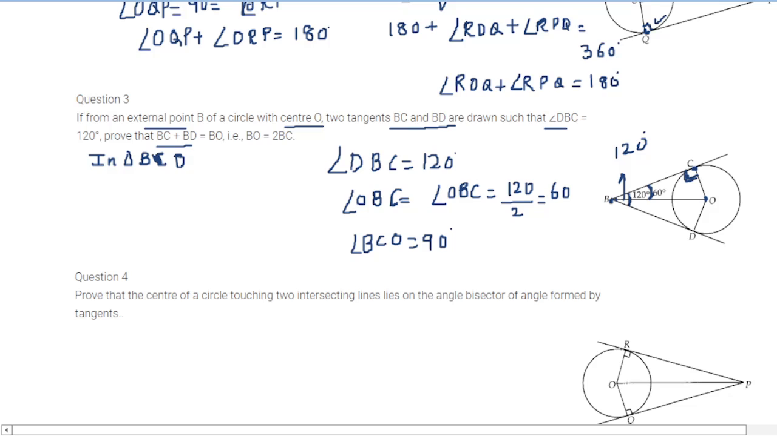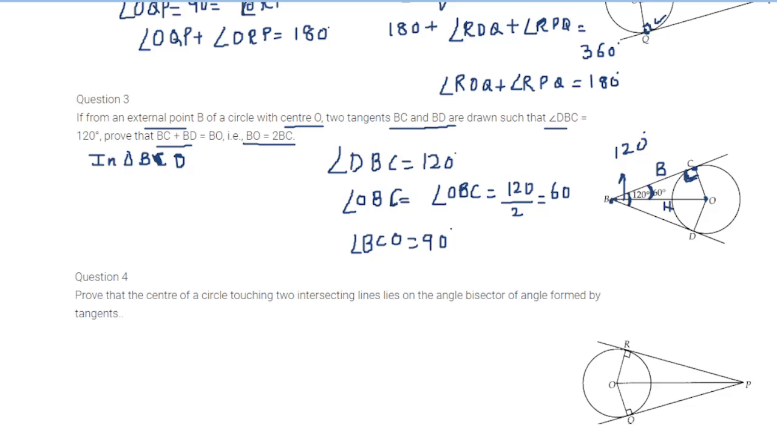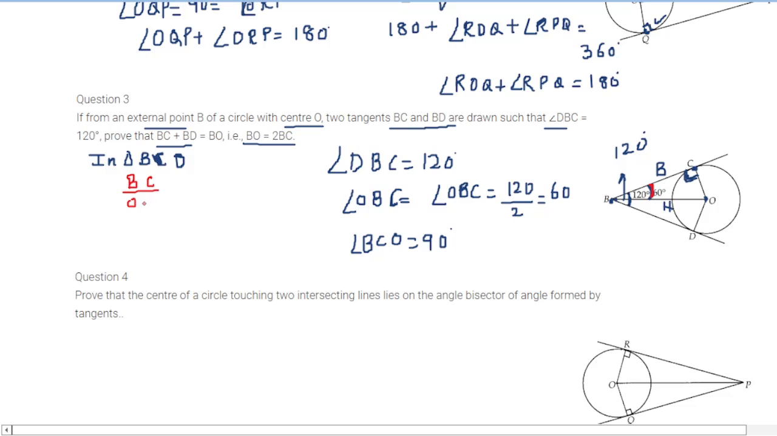now we will use trigonometry to find this relation. In triangle BCO, angle C is 90 degrees, and this angle OBC is an acute angle, that is 60 degrees. So BC is the base here and OB is the hypotenuse here. We are using this angle as acute angle CBO. So we will use BC over OB.